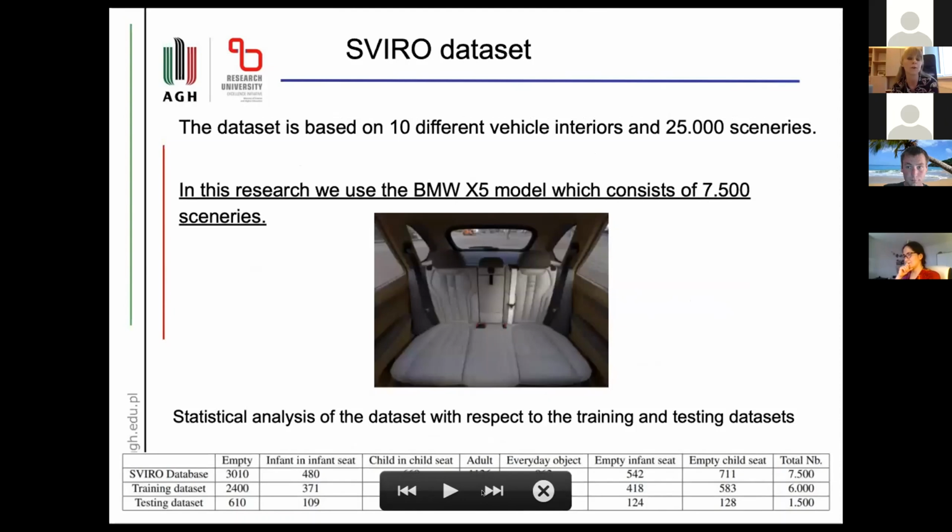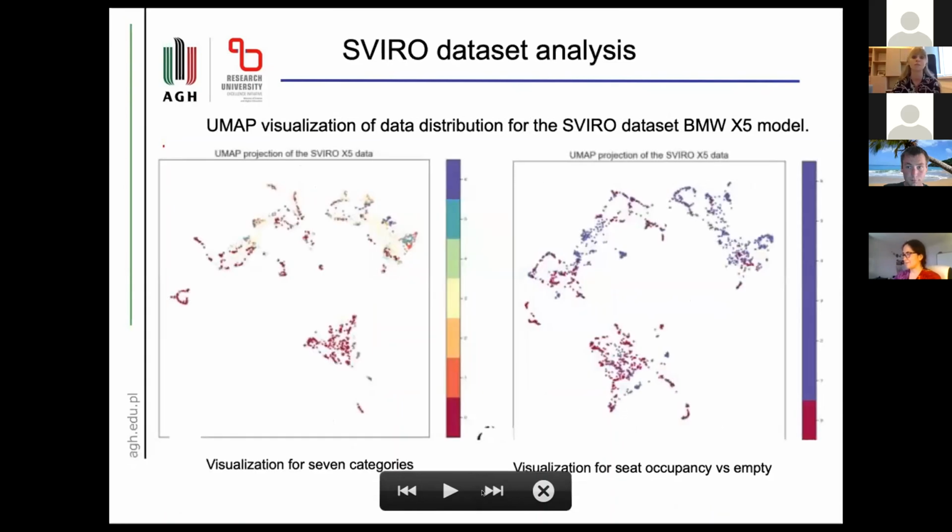In our work, we have concentrated on the Spiro dataset, on the BMW X5 model, which consists of over 7,000 different scenarios. Here you can see 3 empty seats, and also the database containing different amounts of images. So we also performed data augmentation for this problem.